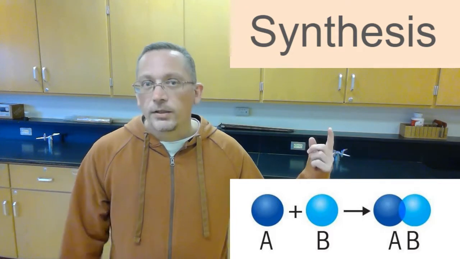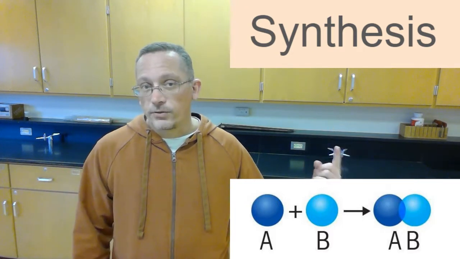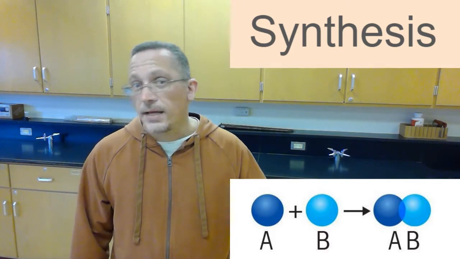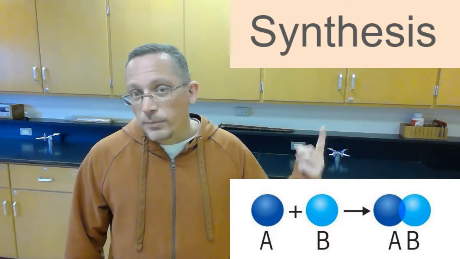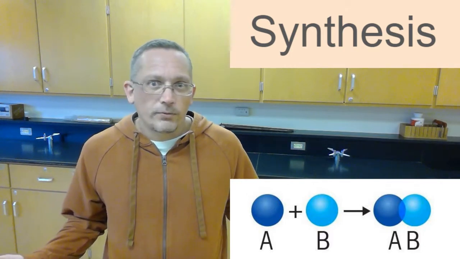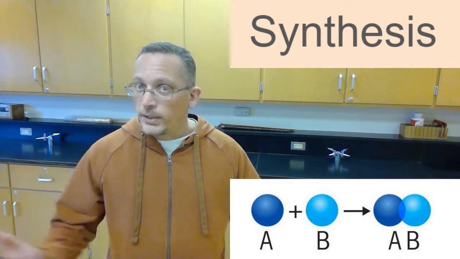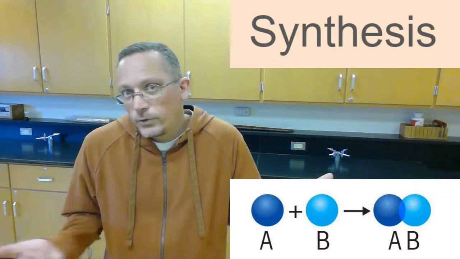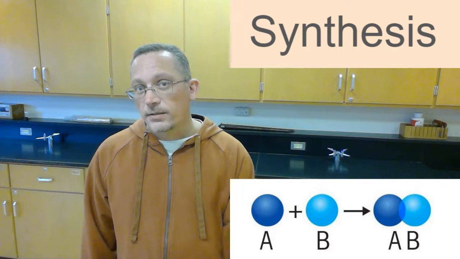You can see a picture that's an example of a synthesis reaction. Now this one is kind of general. It doesn't have real elements in it. It just says A and B. A and B in the picture represent 2 different elements. And you can see they join together to make AB, which is a compound composed of 2 different elements. And that is a synthesis reaction.